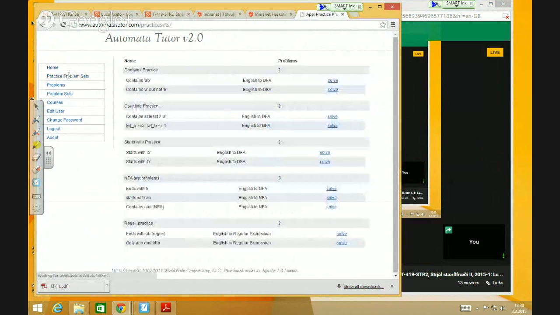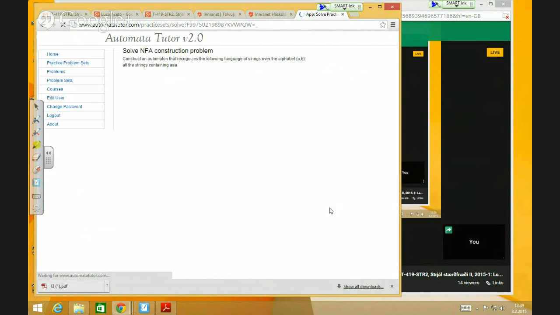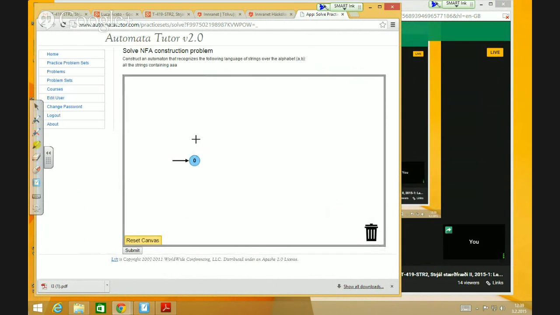So let's go to the practice problem sets. And let's go to, okay, contains AAA, NFA. Shall we do that? Solve. Okay, so there you are. When you are in a state, you see this thing. We ignore this epsilon thingy here, as I said, so that we only focus on A and B. And we want to build an NFA that accepts all the strings of A's and B's that contain AAA in them.